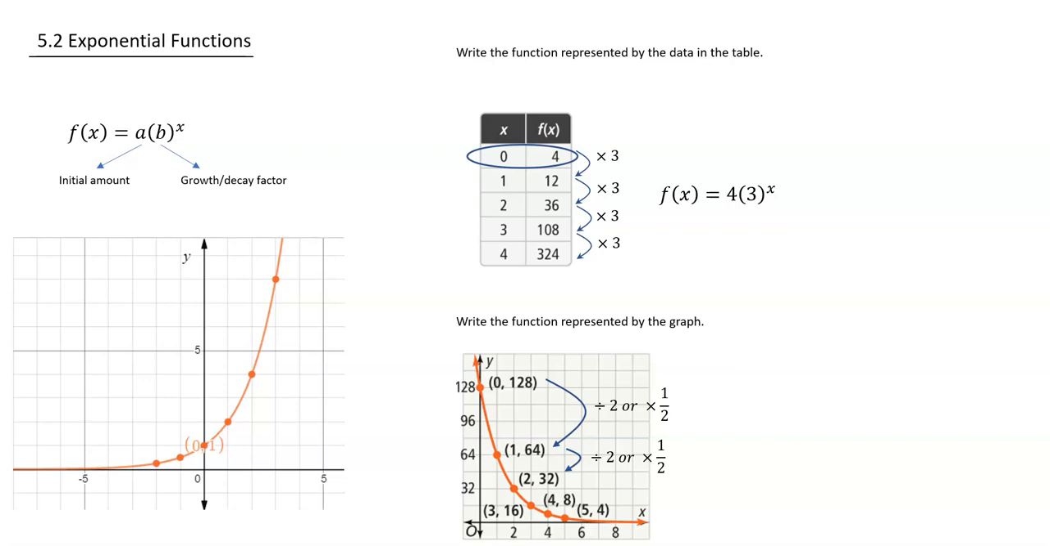Half of 32 is 16, which we see over on the left here, and then half of 16 is 8, half of 8 is 4. So we're multiplying by half every time, so that's our decay factor. And then our initial value when x is 0 is 128. So our function is f of x equals 128 times 1/2 to the x power. And that's our review of 5.1 and 5.2.